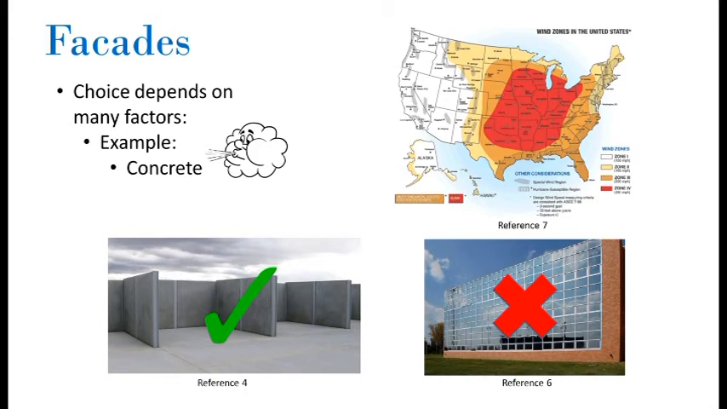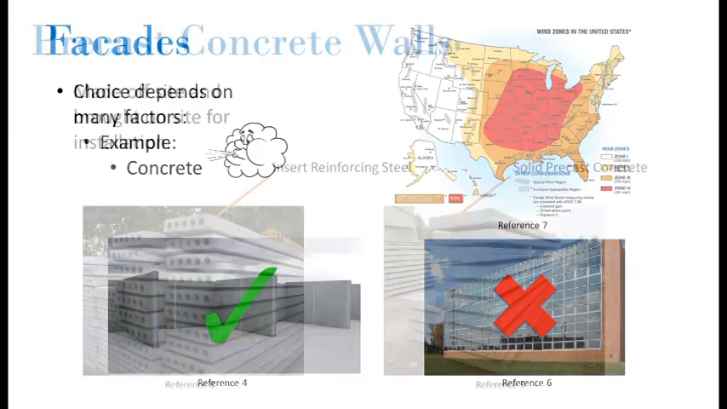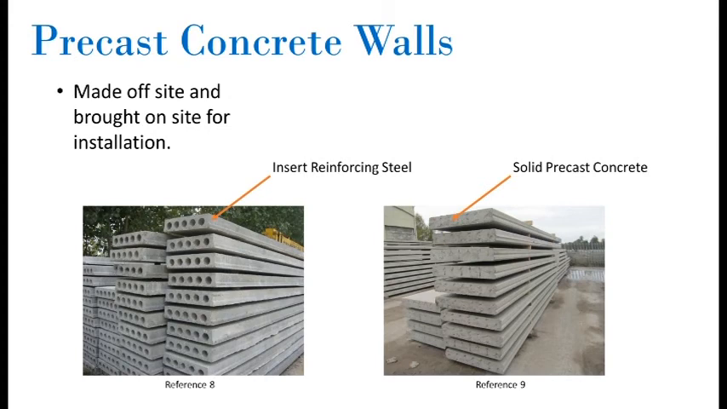For example, concrete is heavy, yet environmentally more rugged than glass, and hence would be used in a high wind region rather than using a glass facade that goes the full height of the building. Precast concrete walls are made off-site and brought on-site for installation.